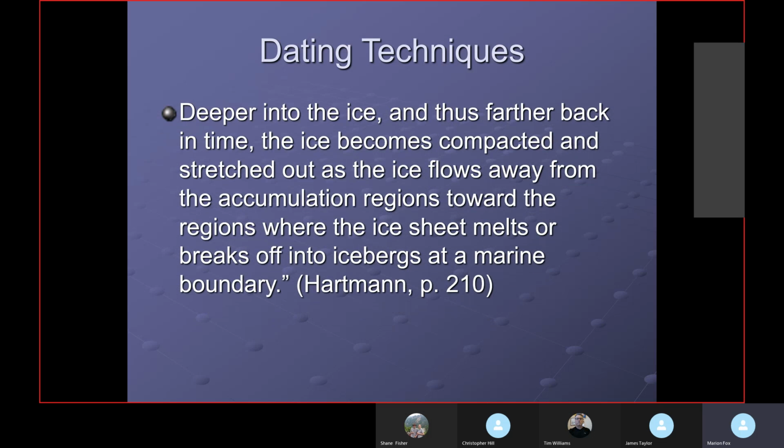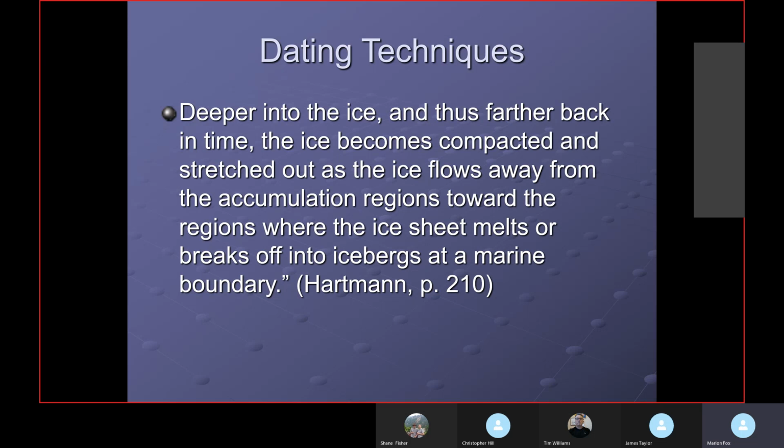Deeper into the ice and thus further back in time, the ice becomes compacted and stretched out as the ice flows away from the accumulation regions toward the regions where the ice sheet melts or breaks off into icebergs at a marine boundary. And so this is called calving of icebergs.